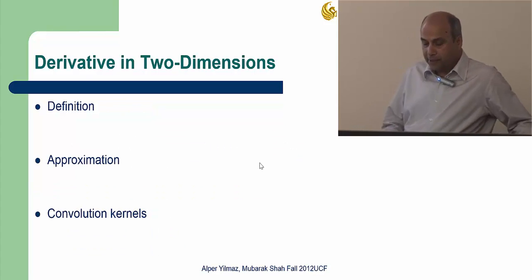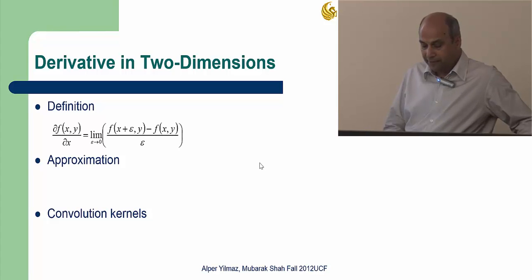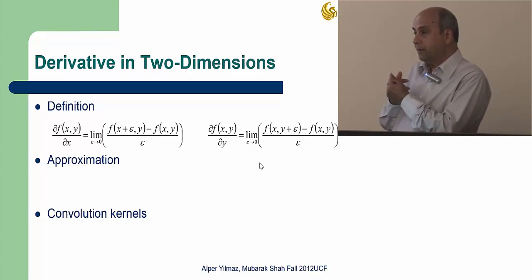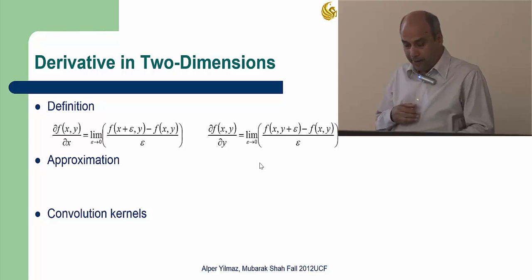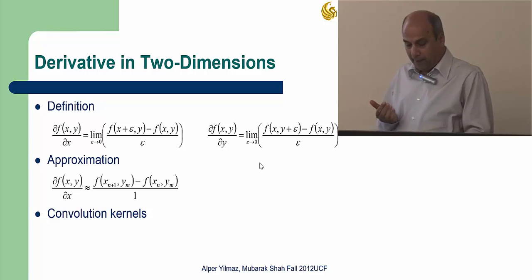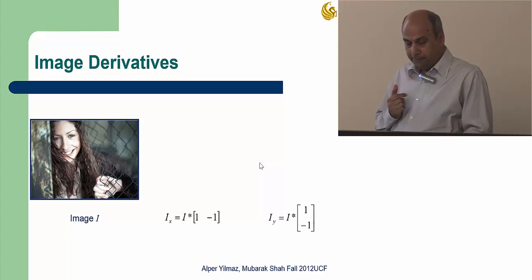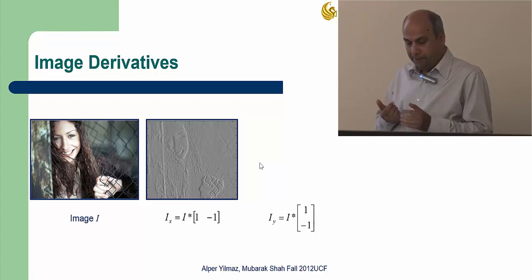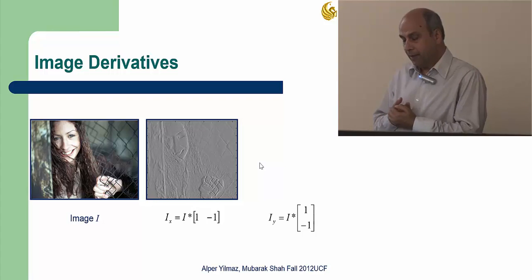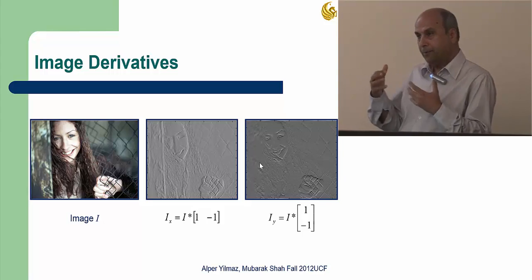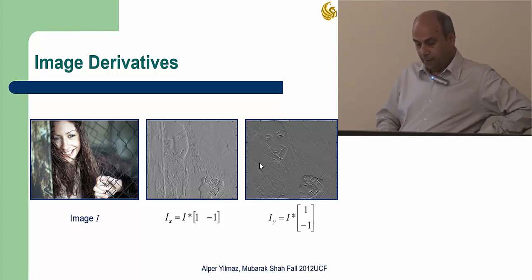So for the derivative in 2 dimensions, again we have a similar idea here, but since it's a function of 2 dimensions, we can differentiate with respect to x, or we can differentiate with respect to y, and we can apply the approximation again, and then we have these masks we have talked about. Okay, so given an image like this, we can find the first derivative with respect to x. It will look like that. This is the first derivative with respect to y, and it looks like that, and this is a simple difference operator.